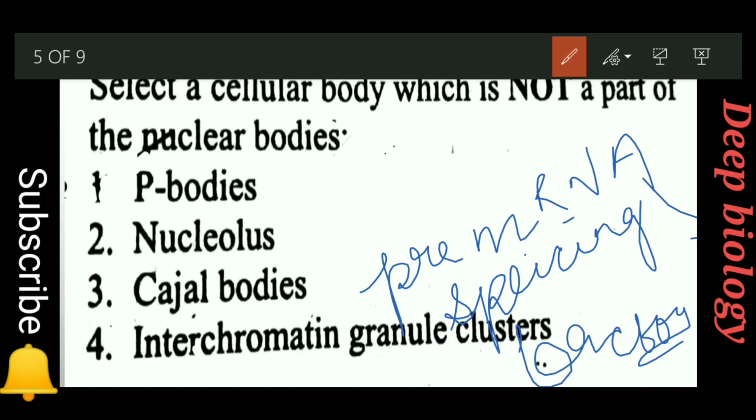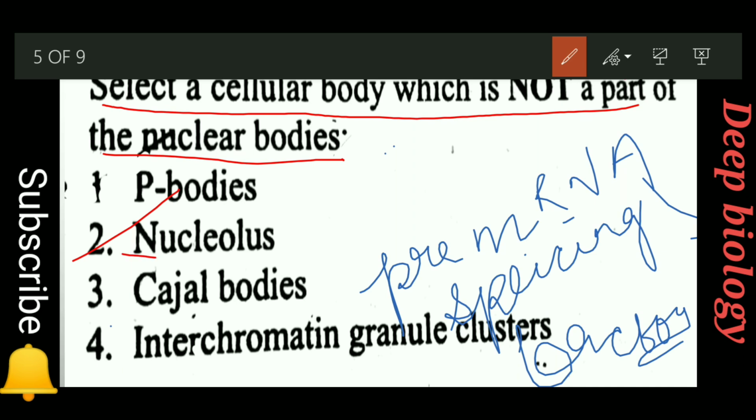In this video we will discuss the question from December 2019 CSIR Life Science exam. The question is, select a cellular body which is not a part of nuclear body. We have to find the cellular body which is not found in the nucleus. The second option is nucleolus.